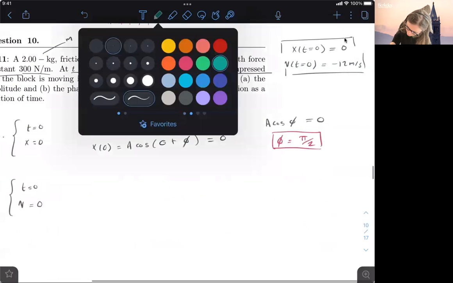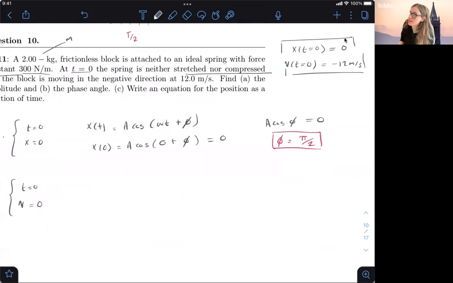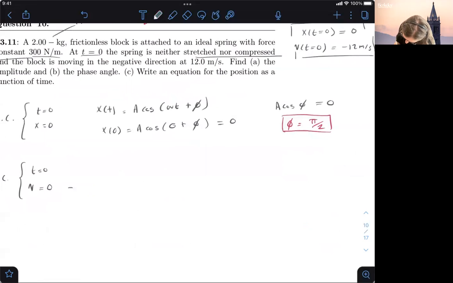Okay, now that I have my phase angle from that initial condition, what else do I have? I have a second initial condition where I know the velocity. So that means my dx over dt is equal to, oh sorry, why did I write 0? Negative 12 meters per second. Negative 12 meters per second. I probably said 0 so confidently too. Sometimes I feel like I'm on Mars. I don't know. Okay, so v naught.